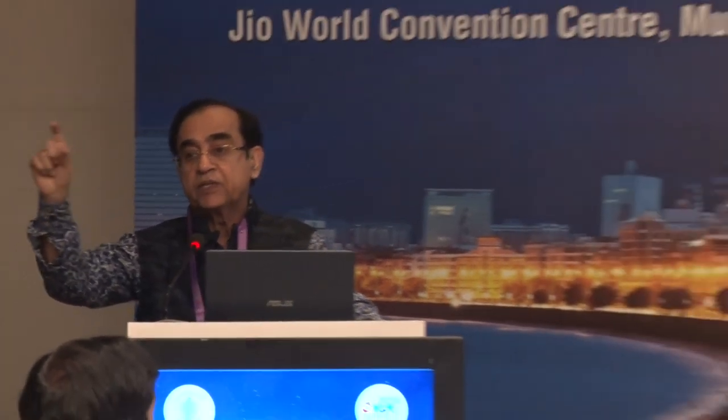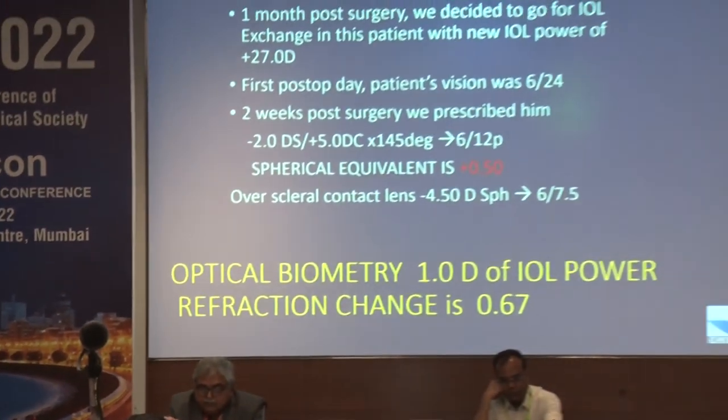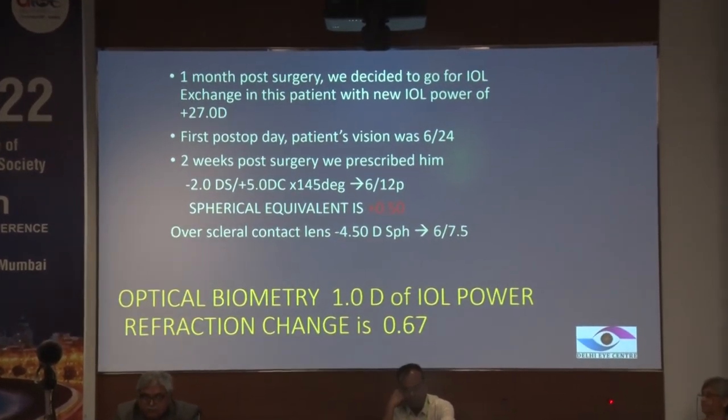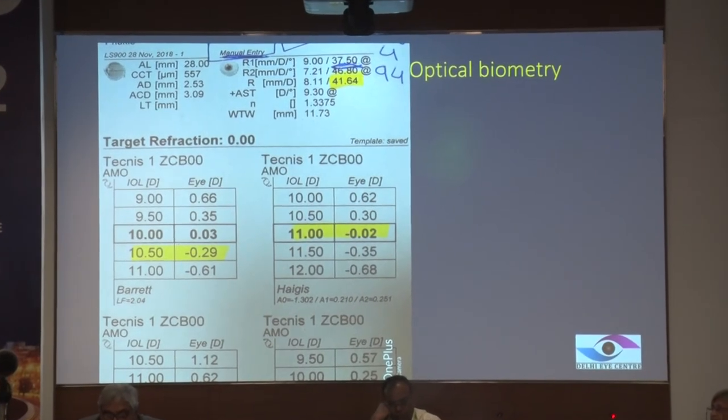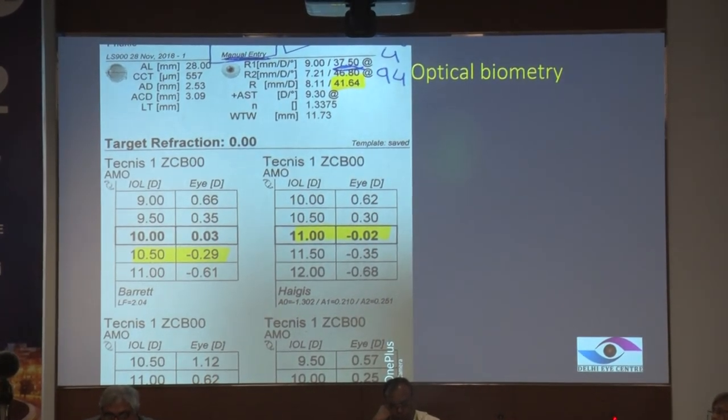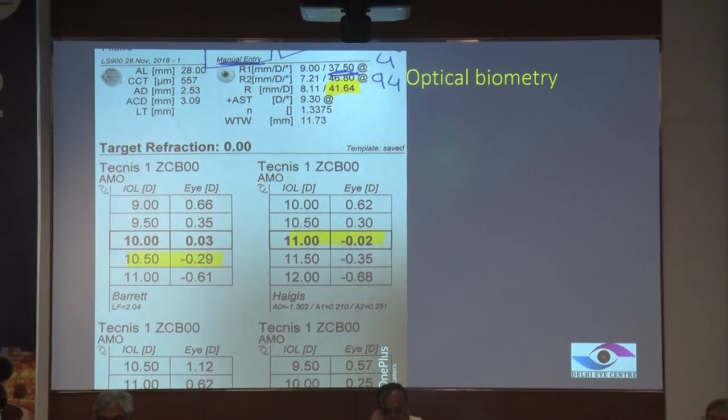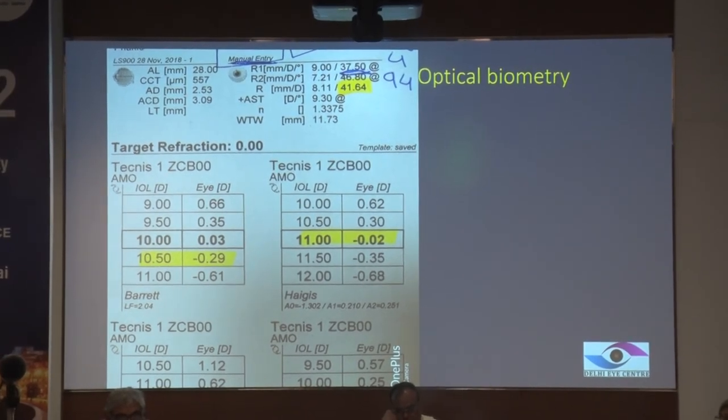So we did the IOL exchange after 1 month, and we put in a 27 IOL, still the patient was plus 0.5. So then we tried to analyze why it is still not zero while we are putting in so much power. Normally with an optical biometer, one change in the IOL power changes the refraction by 0.66, 0.67. Two-thirds of the effect you get. You see any optical biometer reading over here. Like if you see 11 is minus 0.02, we put in a 12, the patient will become minus 0.68. So nearly a two-thirds ratio is there if you see the optical biometer.